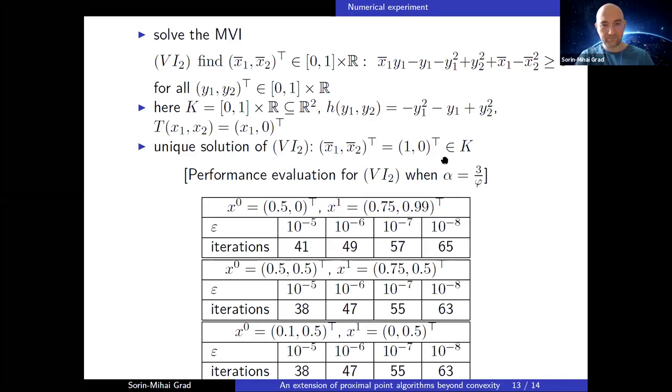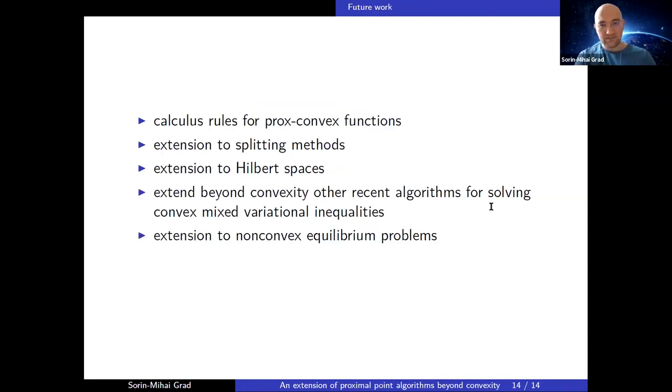And for alpha taken like this, we obtained again the solution after a very reasonable number of iterations. Each time I took 4 different errors, and in each case we got the solution quite quickly. And of course, as I said, we are at the beginning of the work on this class of functions.